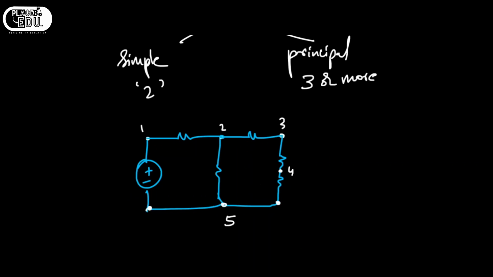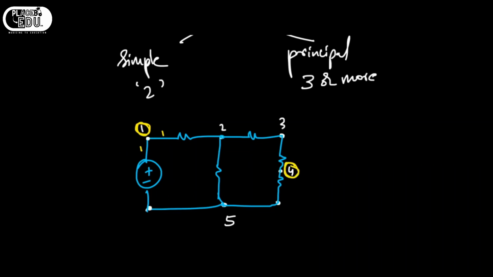Now I have to find the simple nodes. A simple node is one in which only 2 branches are connected. So here 1 and this one will be simple nodes. And see here 3 branches are connected, so this is not a simple node. And see here 2 branches are connected, so number 4 will be a simple node.